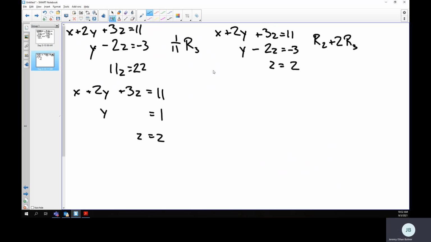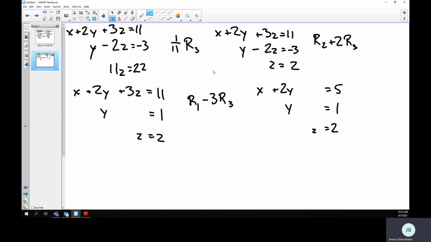And now we just need to figure out what x is. And we can do that pretty easily. We'll start by subtracting 3 row 3 from row 1. So that's going to give us x plus 2y. Get rid of the 3z's, and we subtract 6 from 11. That's 5. y equals 1, and z equals 2.